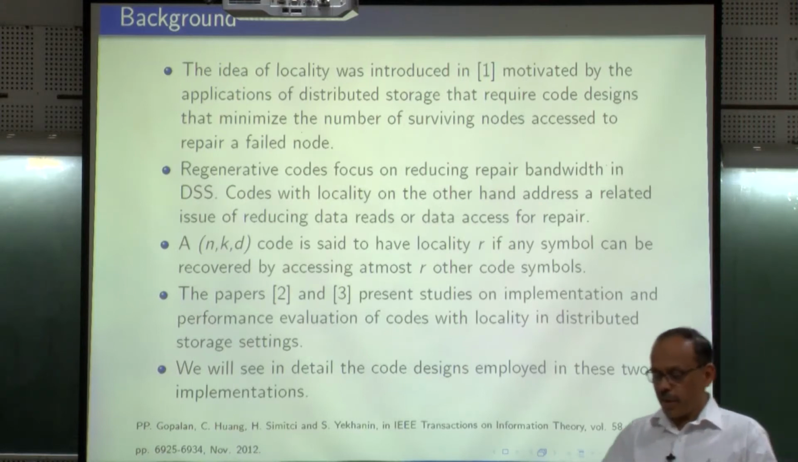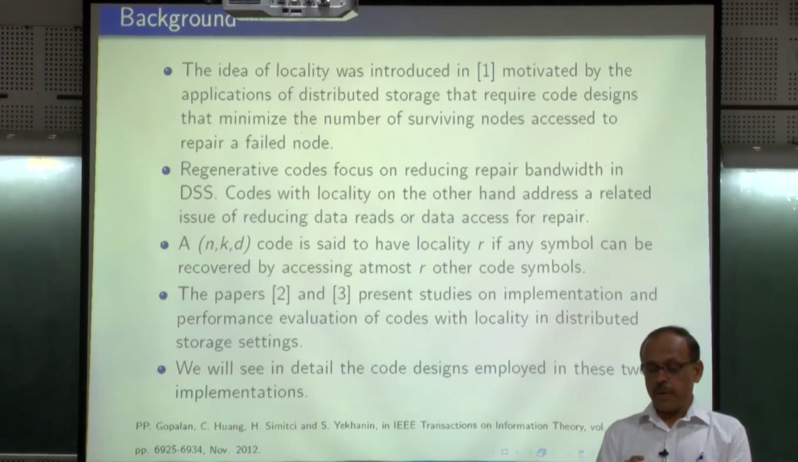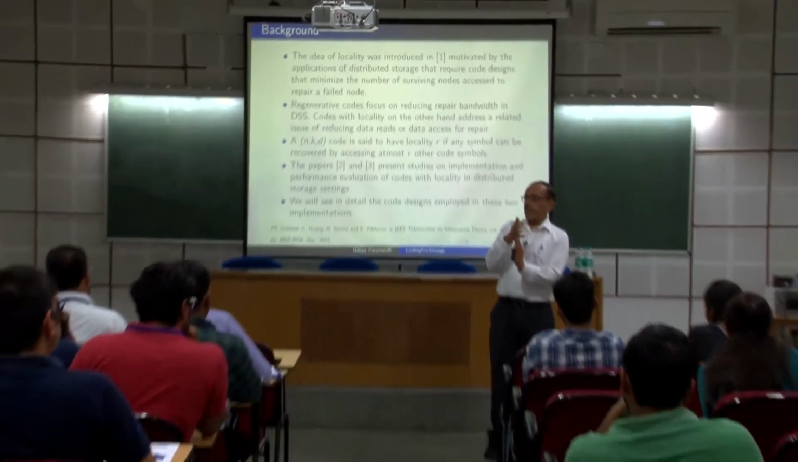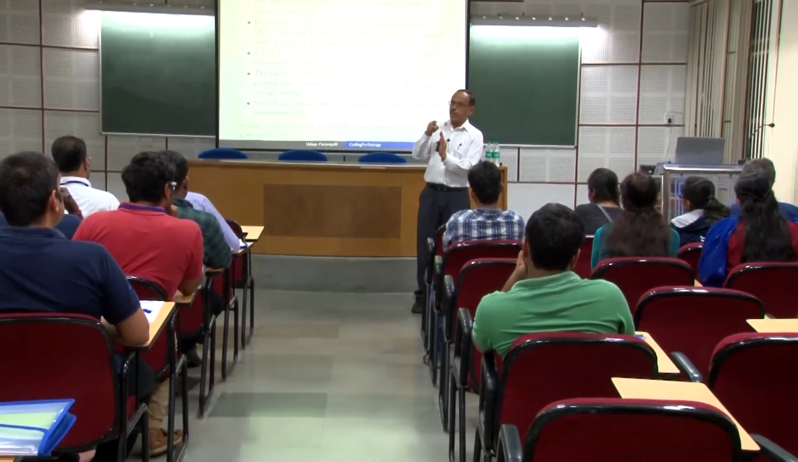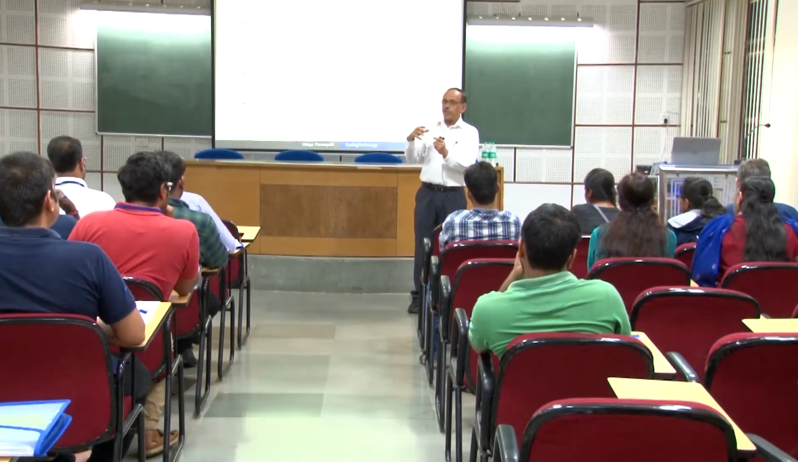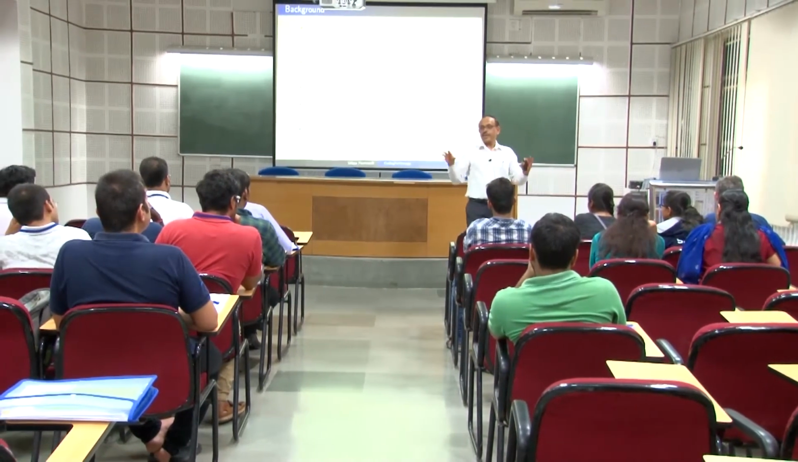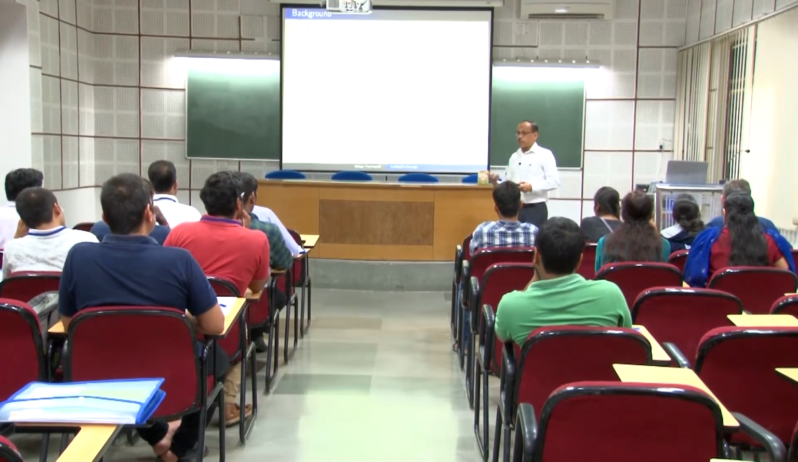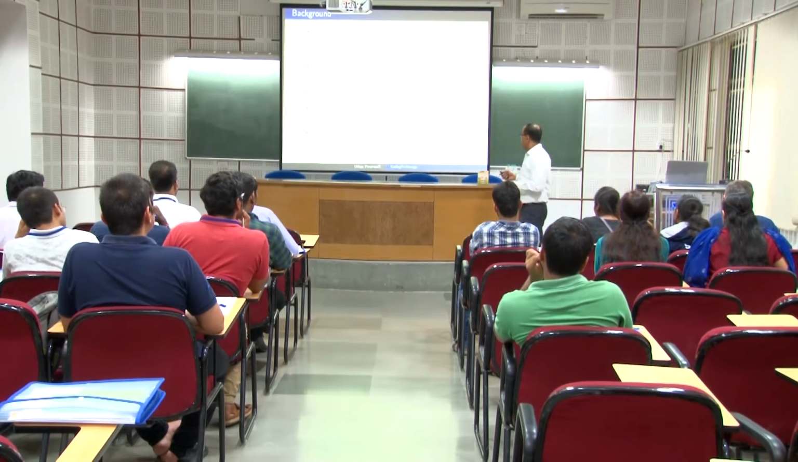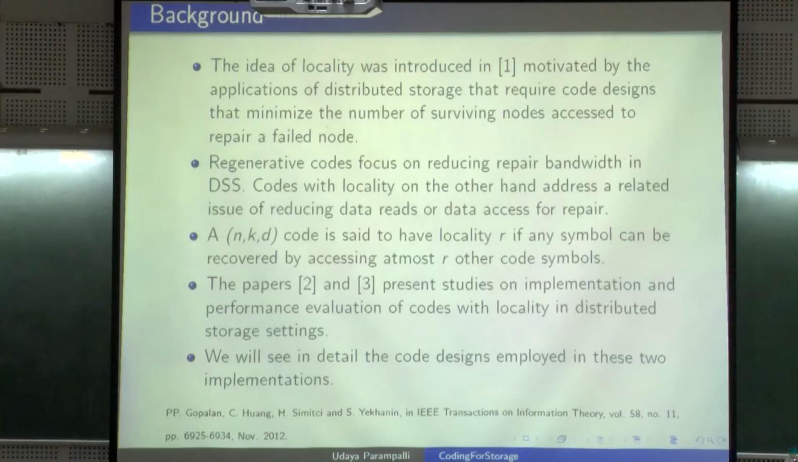In terms of the code, you can also think of something like a degree. For example, a particular node has to connect to some other nodes to repair it. If the connections are represented as a graph, you see the degree. What codes with locality will do is reduce the degree of that association in the graph. This was done with a practical focus, and so an (n,k,d) code is said to have locality r if any symbol can be recovered by accessing at most r other code symbols.